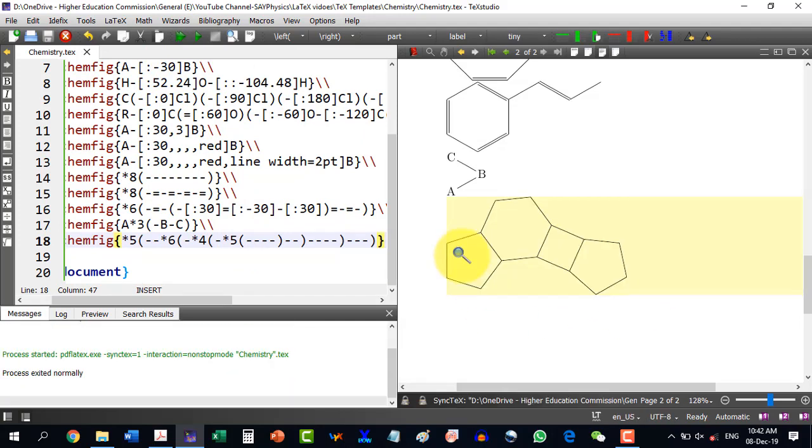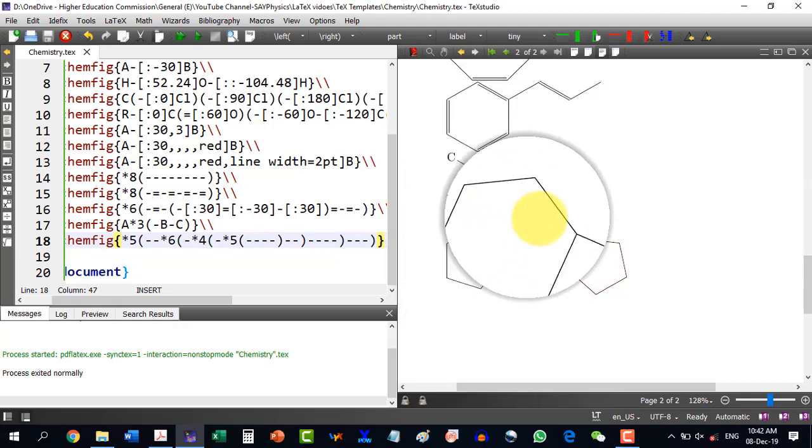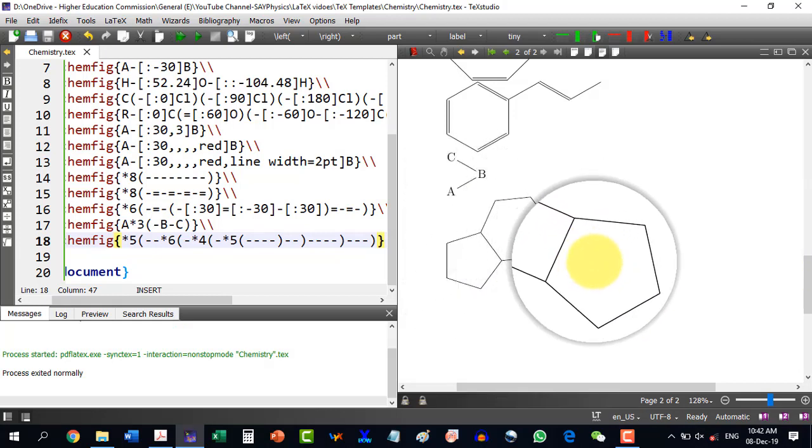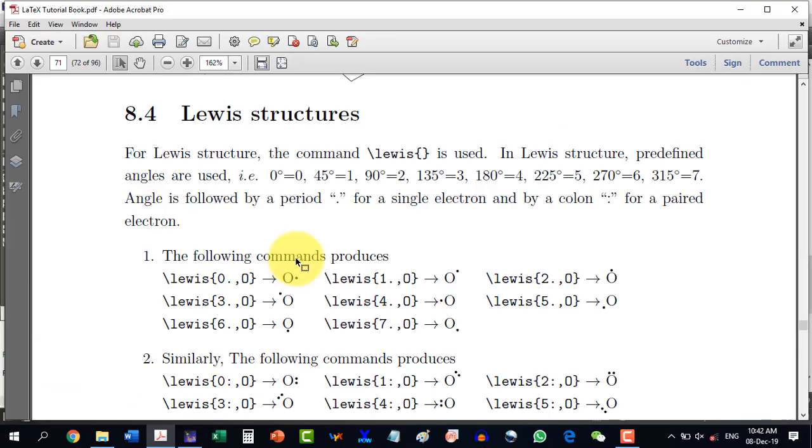And here it is. So they are being designed like this. One can play with this by decreasing them and changing them. In section 8.4 we will discuss the Lewis structure. Now we know that in order to execute the command we will have to write /Lewis.